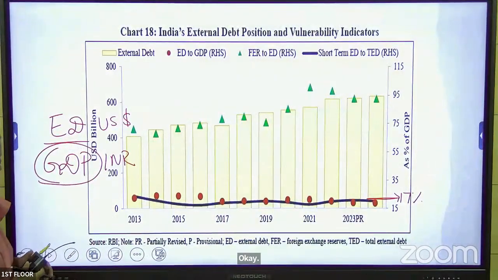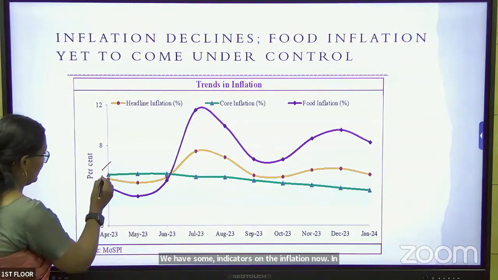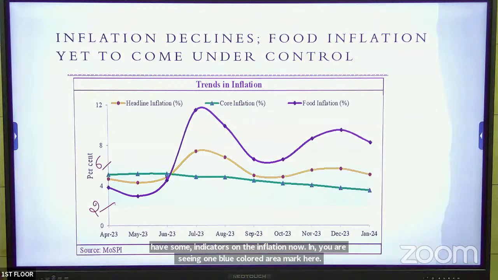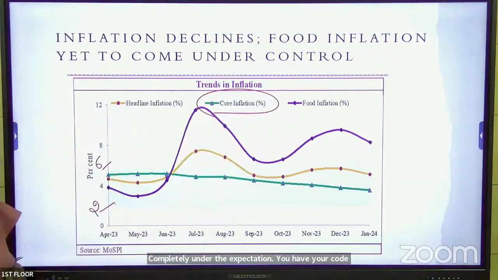So this is about the external debt positions and the vulnerability indicators. We have some indicators on inflation now. You are seeing one blue colored area marked here. What will this be? 2 to 6%, which is the expected range. Core inflation is completely under the expectation. What does core inflation mean? It corresponds to the stabler manufacturing sector. In WPI, you have food, energy, and manufacturing, so only the manufacturing in WPI is taken as core inflation.